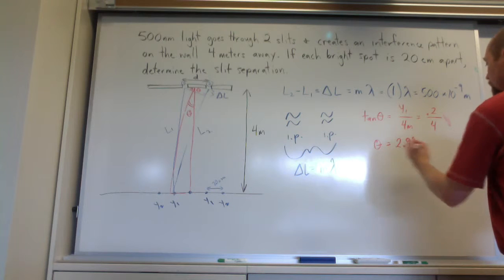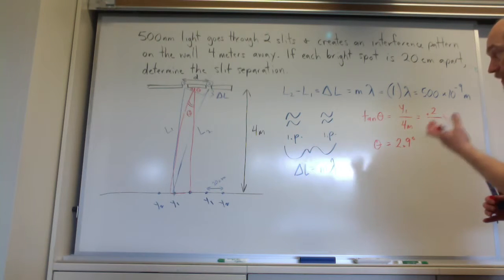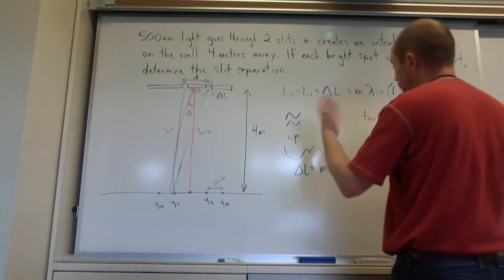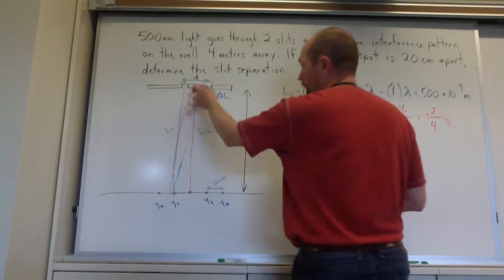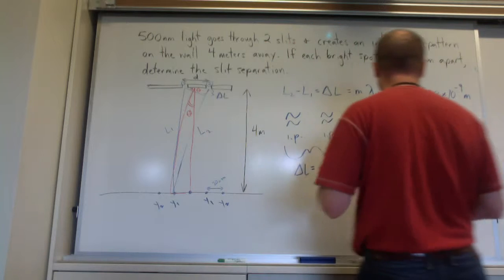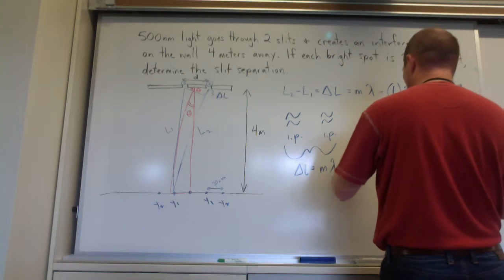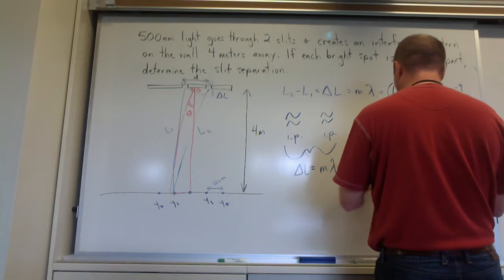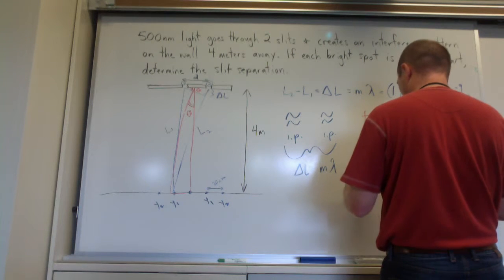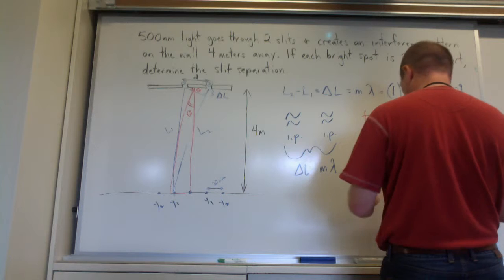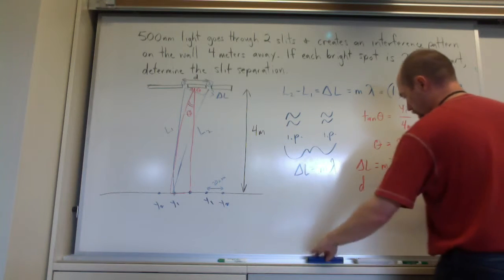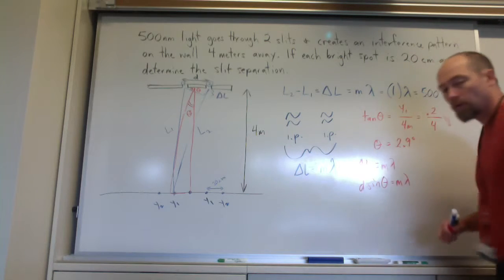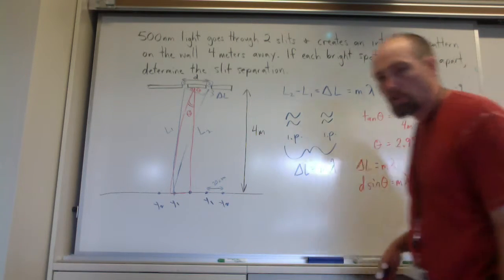And then because 2.9 degrees is going to be roughly the same, since this angle and this angle are essentially the same, I can set this up so delta L equals m lambda, d sine theta equals m lambda. If you guys look, these two formulas are on your formula sheet.